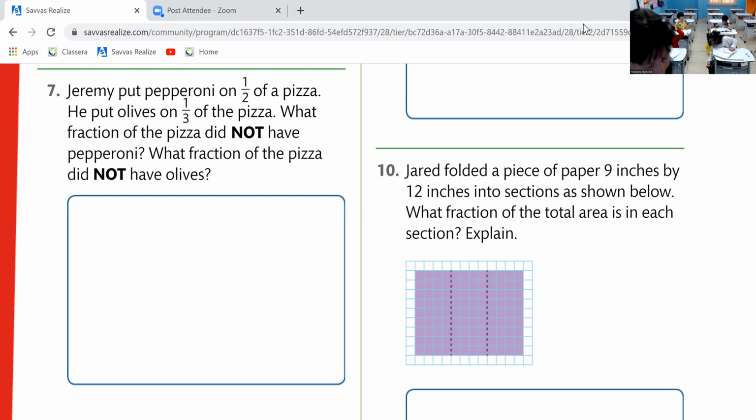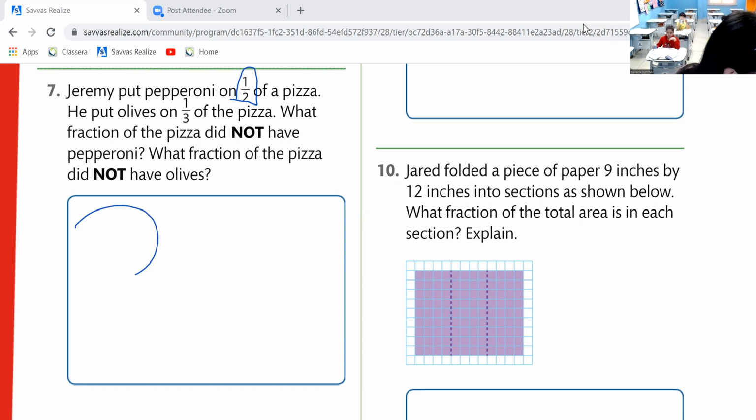Number 7, I draw a picture for you. Pizza with pepperoni. You just draw for better understanding. Jeremy put pepperoni on 1 out of 2 of the pizza. So draw a pizza, divided into 2. Here is the pepperoni.